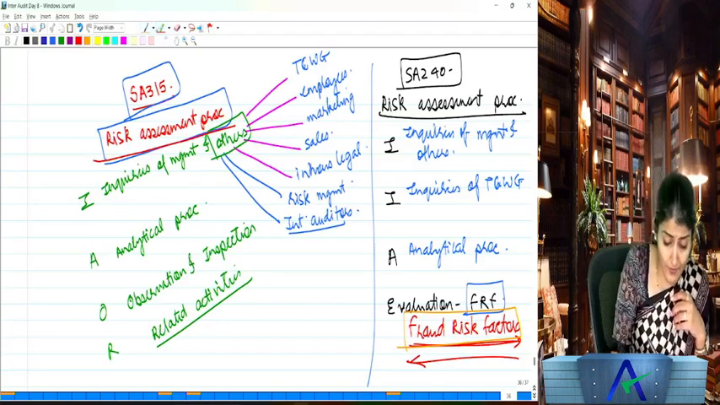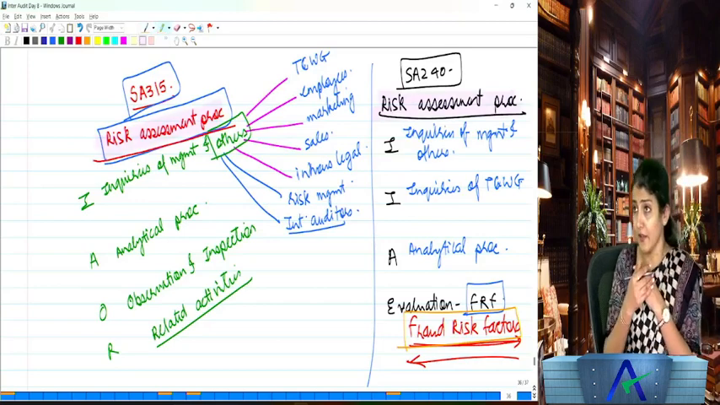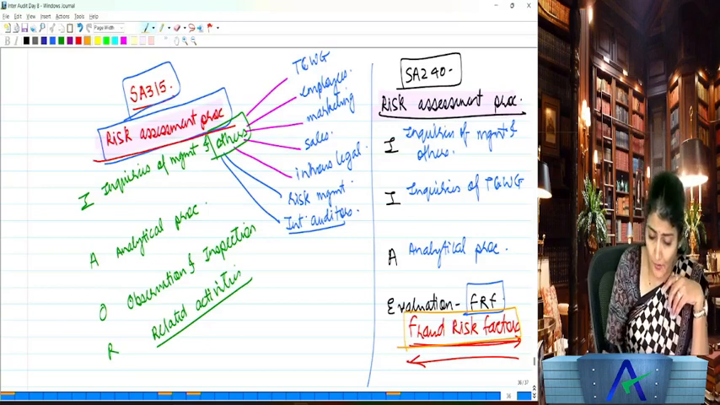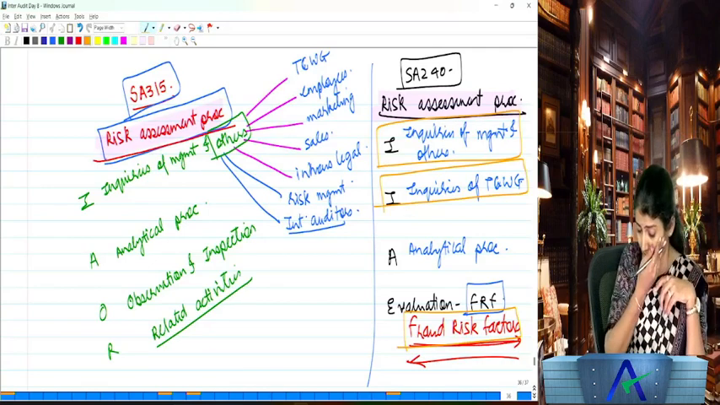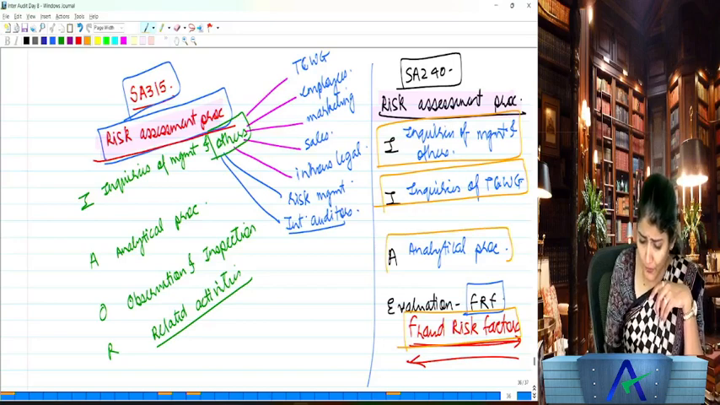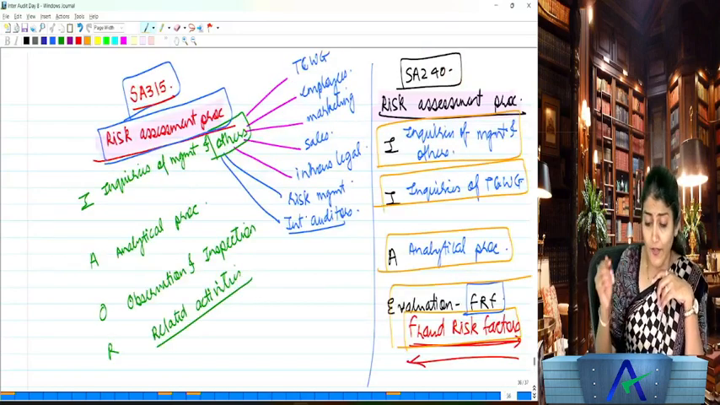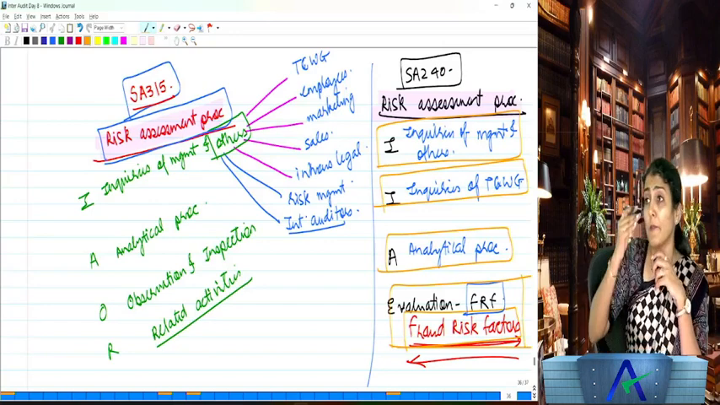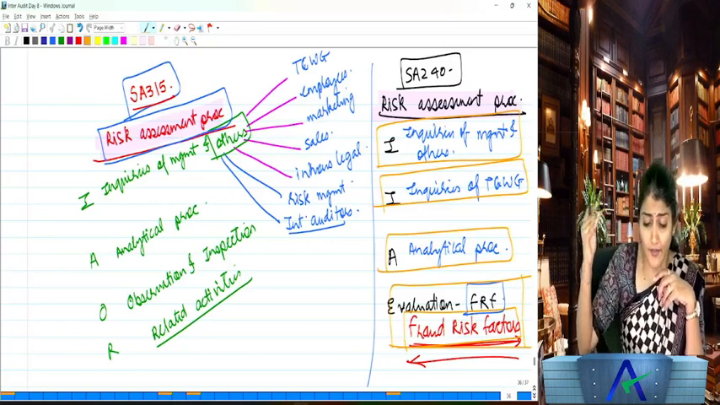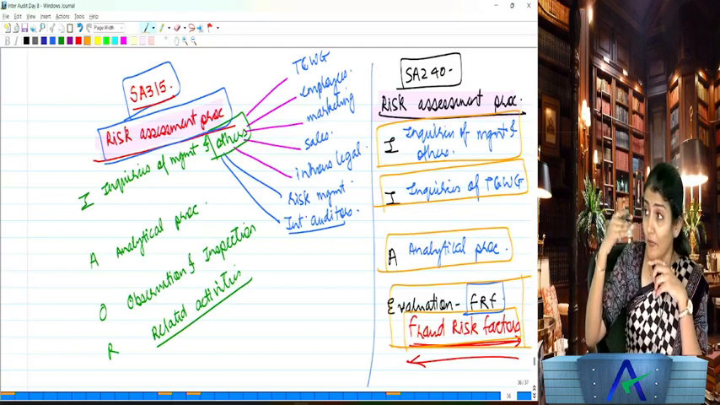Okay, so what are the risk assessment procedures of SA 240? You make inquiries of the management, you make inquiries of the TCWG, you perform analytical procedures and you also do the evaluation of the fraud risk factors. Okay, primary responsibility for the prevention and detection of fraud and error, whose? Primary responsibility of the management.